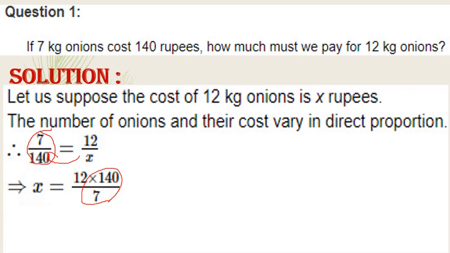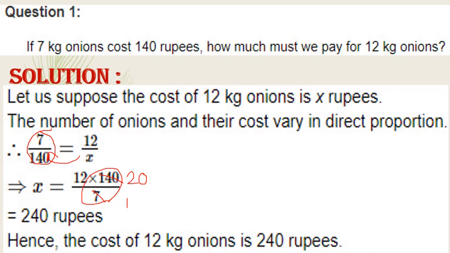7 and 140 come in the same table. So 7 ones are 7, 7 20s are 140. And 12 into 20 will be 240. So therefore the value of X is 240 rupees. So now we got the value of X as 240 rupees. So the final answer will be in the form of a statement, that is, hence the cost of 12 kg onions is 240 rupees.